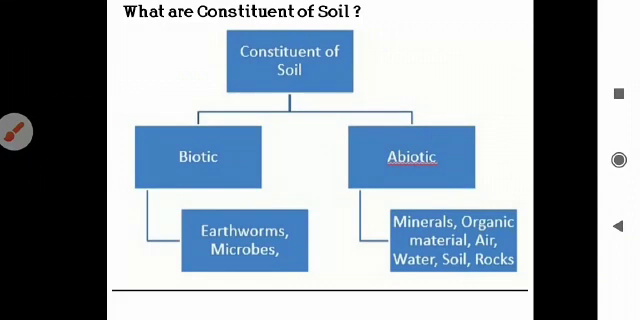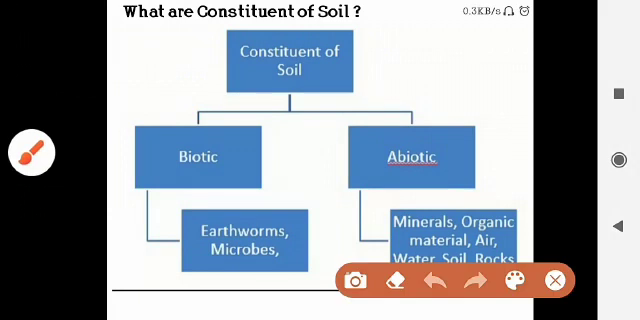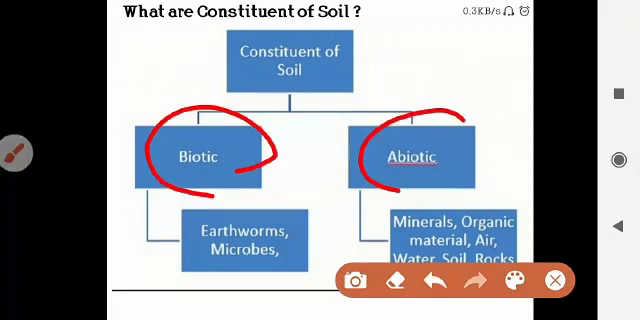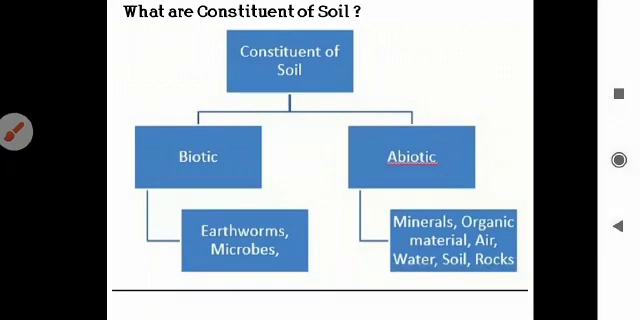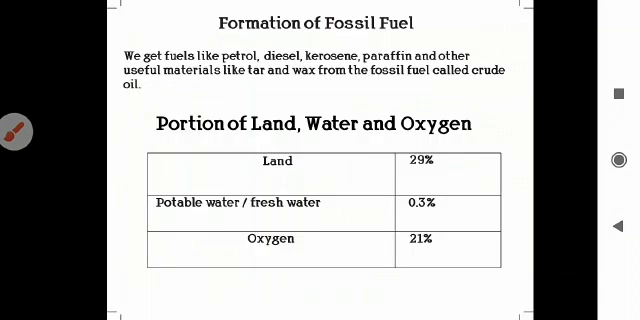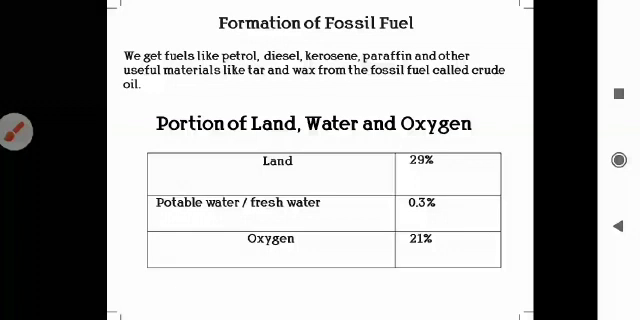What are the constituents of soil? There are two constituents of soil, biotic and abiotic. Biotic constituents are earthworms and microbes, and abiotic constituents are minerals, organic material, air, water, soil and rocks. Now about formation of fossil fuel.